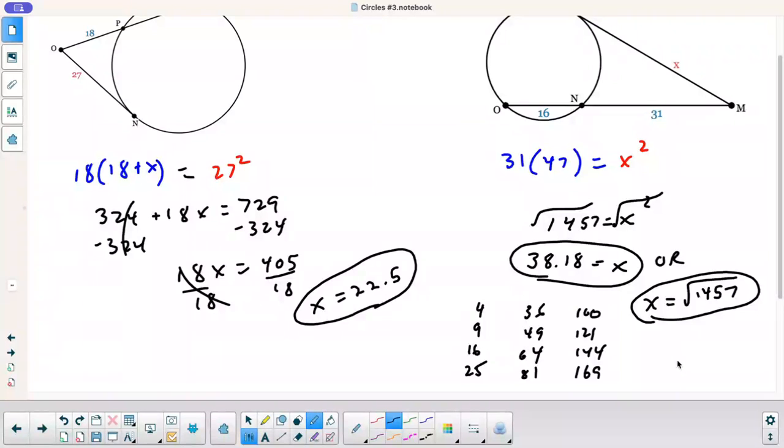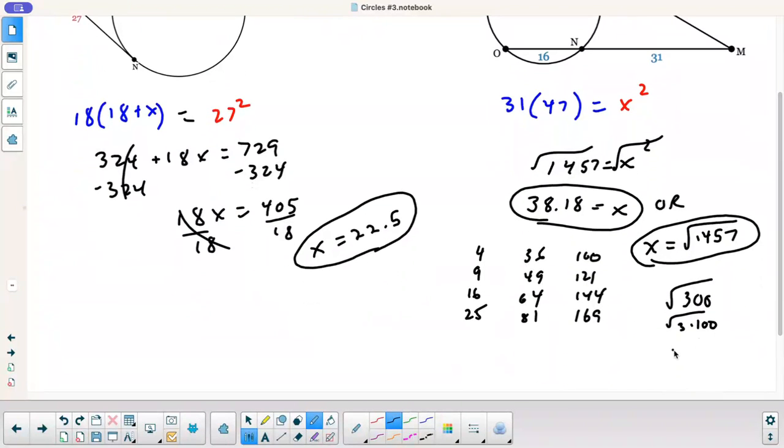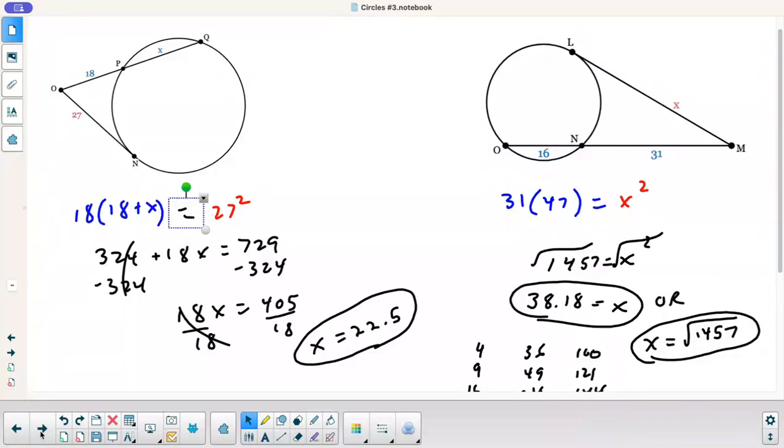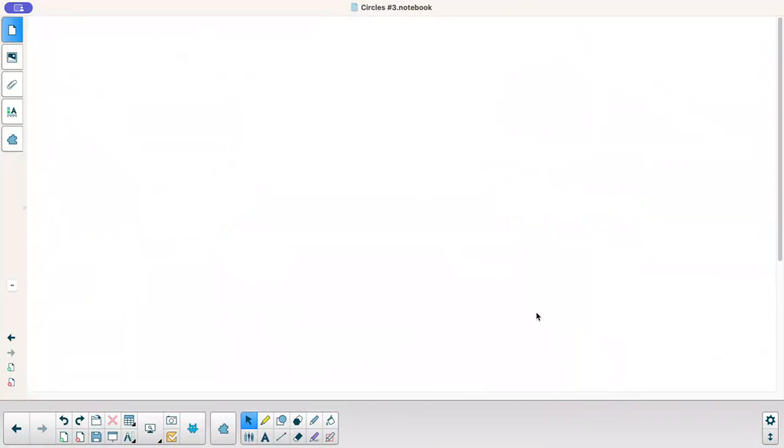Just to make sure we understand what I mean when I say that, if I had the square root of 300, well, 100 goes into 300, so that would be 3 times 100. And then when you take the square root of the 100, that's 10. So that would become 10 radical 3. Just make sure you understand how to simplify a radical in case that's how the answer is supposed to be written. All right, that's it for this lesson.